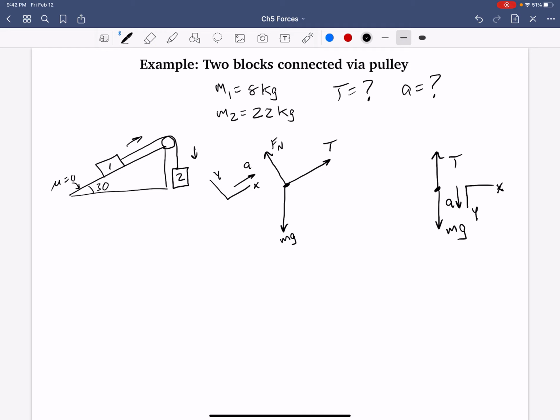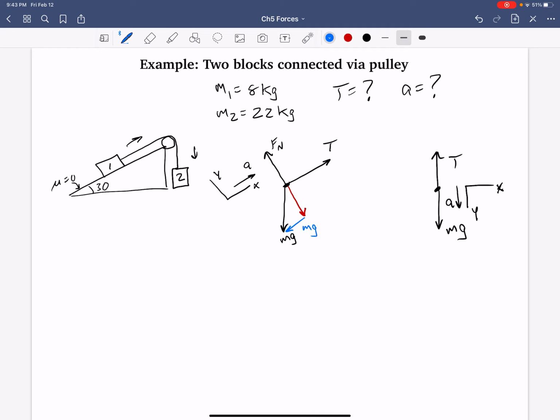All right. Now it's time to break them up into components. So T and Fn are already in either x or y. They don't need to be broken up from mass 1. The force of gravity does have to, right? And so similar to last problem, we have components in the y direction and components in the x direction, like that.